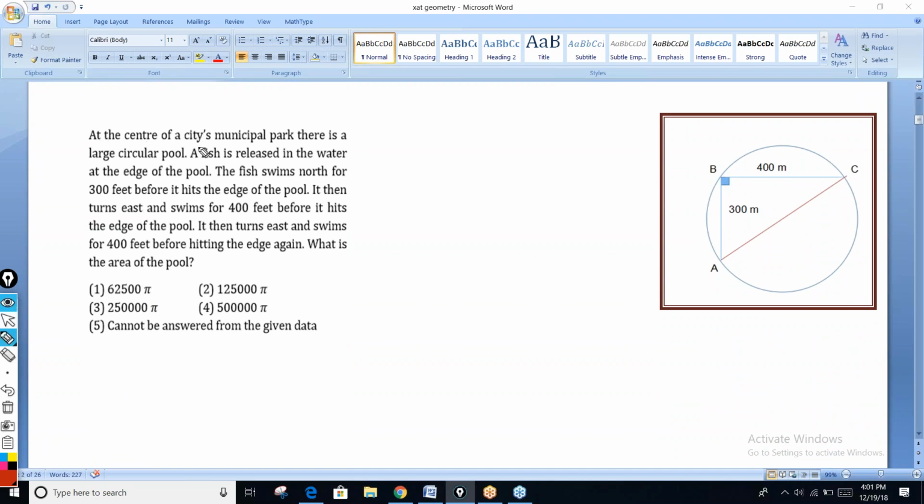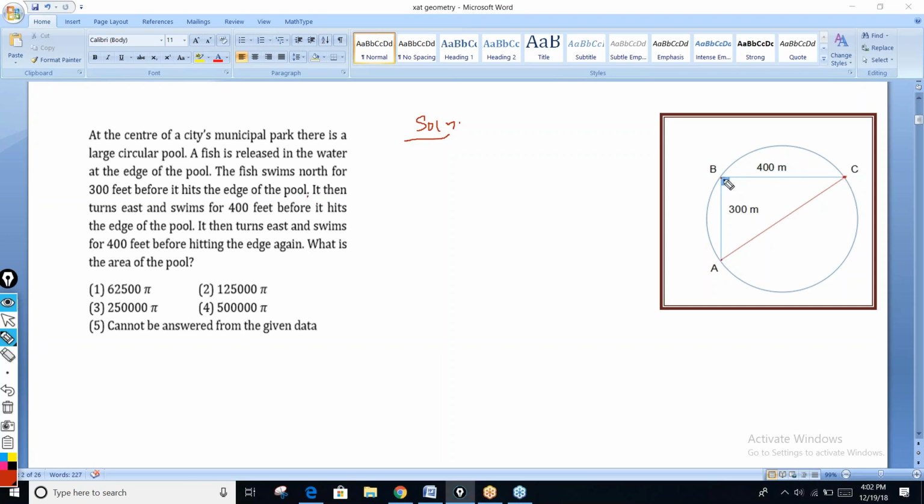The question says, at the center of a city municipal park, there is a large circular pool. A fish is released in the water at the edge of the pool. The fish swims north for 300 feet before it hits the edge of the pool. So if you can see in the solution, let's say there is a large pool. At this edge, the fish is released and it swims 300 meter before it hits the pool. Then it says it then turns east. Now if it is going that side, east will be that side. It turns that side and swims for 400 feet before it hits the edge of the pool. So it hits after 400 meter again.